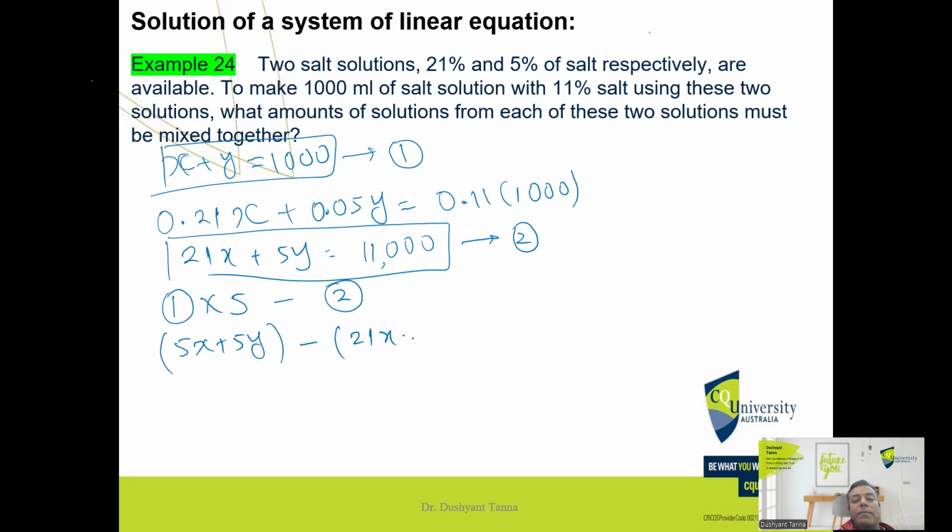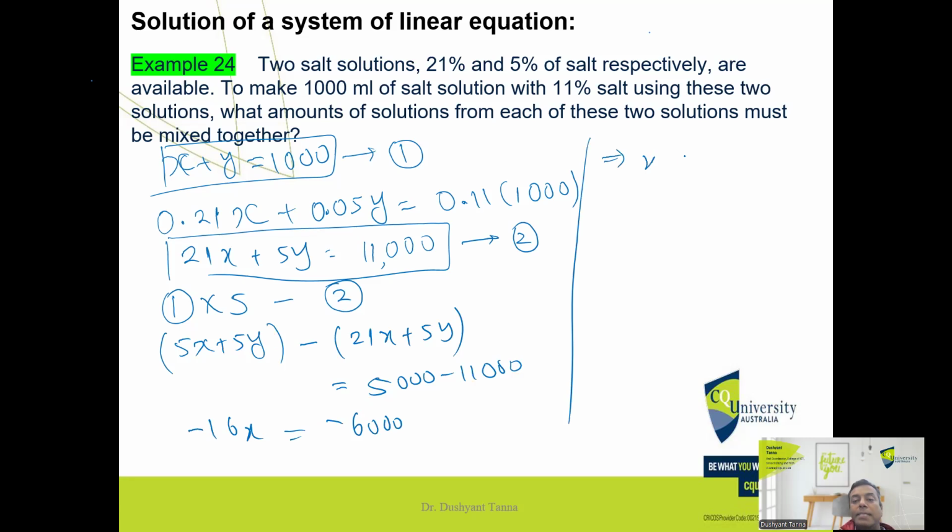Subtraction, 21x and 5y. On the right-hand side, I got 5,000 minus 11,000. How did I get 5,000? Equation 1 times 5. Yeah. So 5x minus 21x is minus 16x. Y is gone. 5 minus 11 is minus 6,000. That would give me x is equal to.